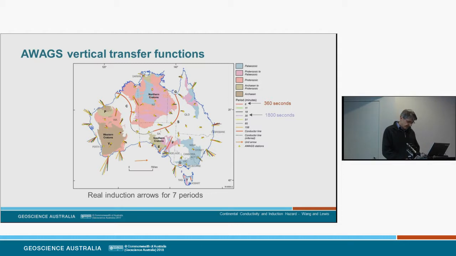AWAGS data set. So the thing that is very clear, the induction arrows around the coast point out to the deep ocean, and that's the well-known coast effect. And inland, the arrows are much shorter and they generally point towards those interpreted conductivity anomalies.